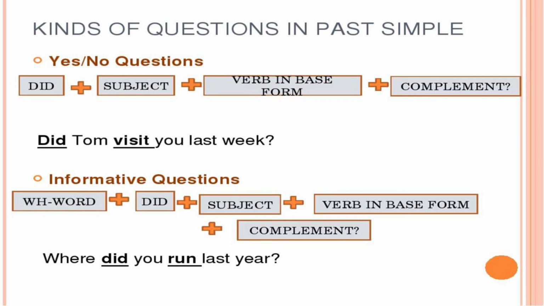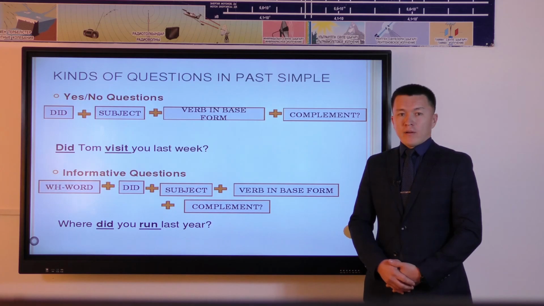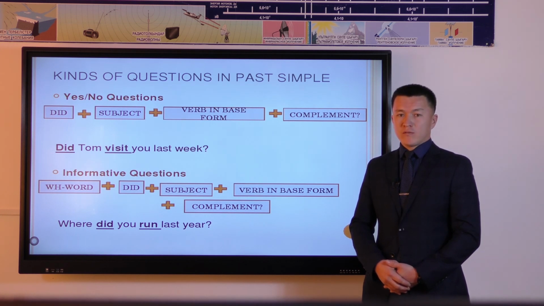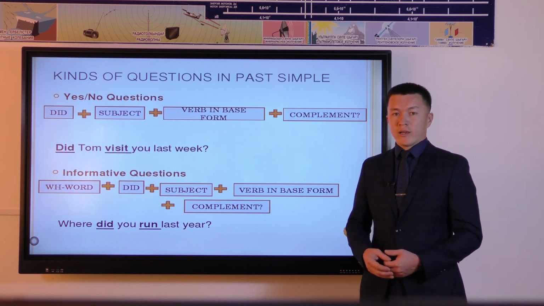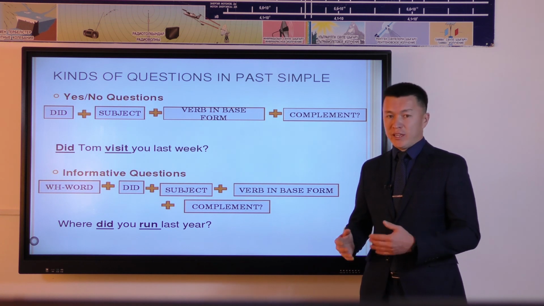According to the questions, we have yes-no questions and informative questions. For example, for yes-no questions, we use did plus subject and verb in the base form. For example, did Tom visit you last week? So we can answer this question like, yes, he did, or no, he didn't.